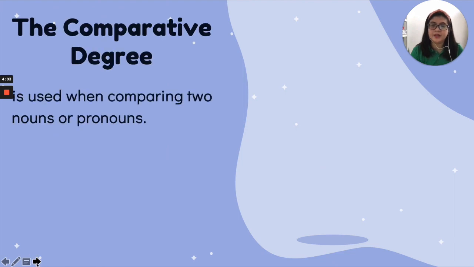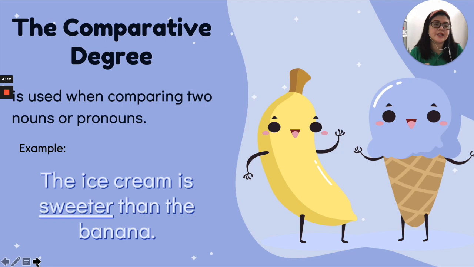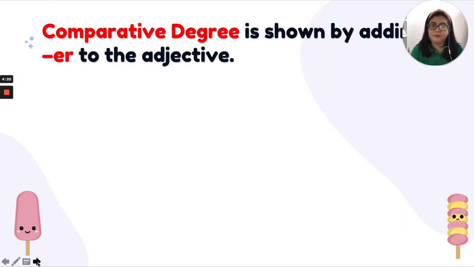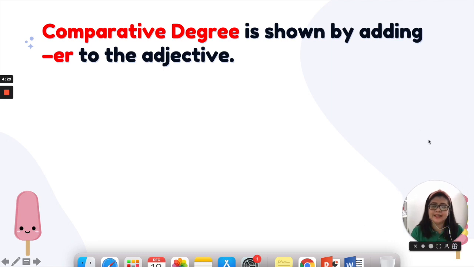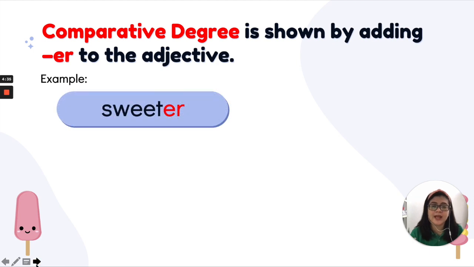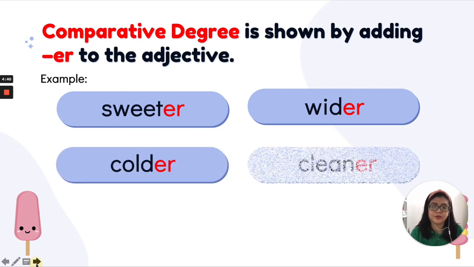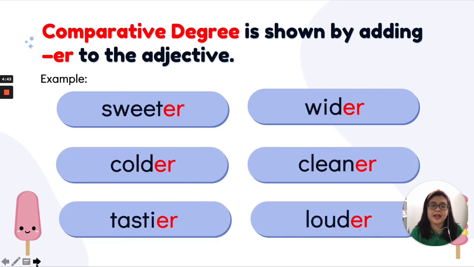Now for the comparative degree, we use it when comparing two nouns or pronouns. For example, let's compare the banana to the ice cream. We can say that the ice cream is sweeter than the banana. It's not all the time true, but for this case, we can say that. Comparative degree is shown by adding er to the adjective. This is the common way to write comparative adjectives. So we have sweeter, wider, colder, cleaner, tastier, and louder.